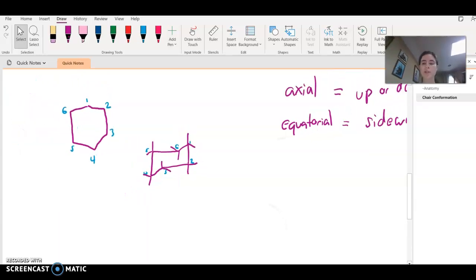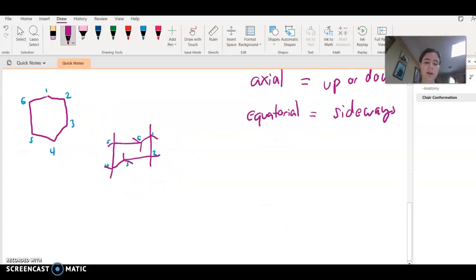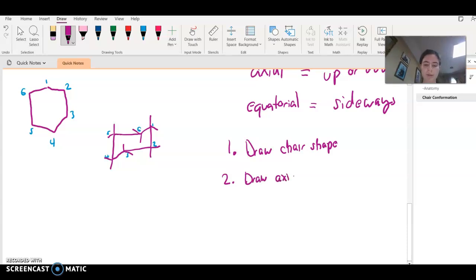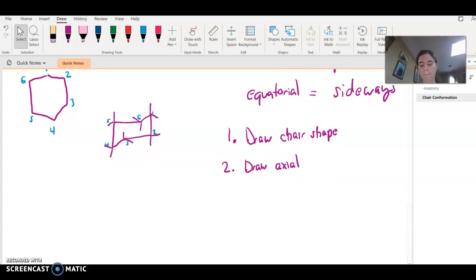So we can go over the steps again, just for clarity. One, draw the chair shape. Two, draw axial substituents.